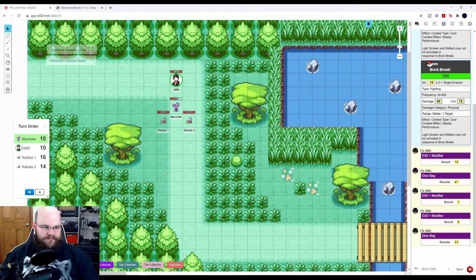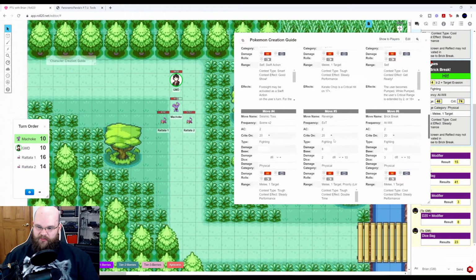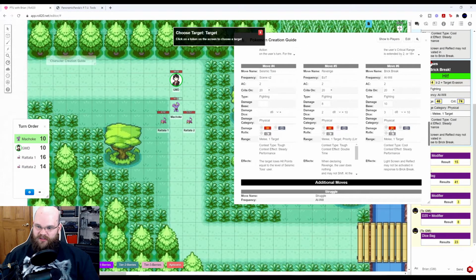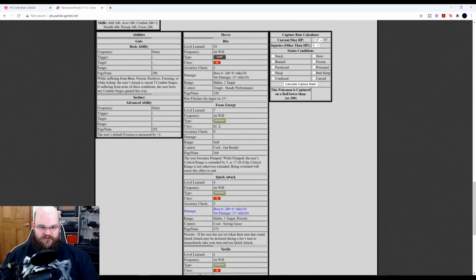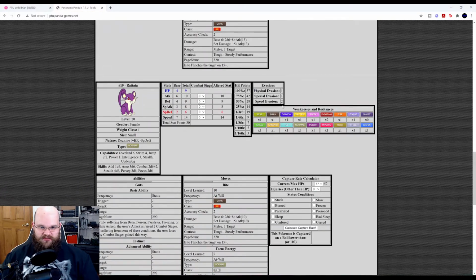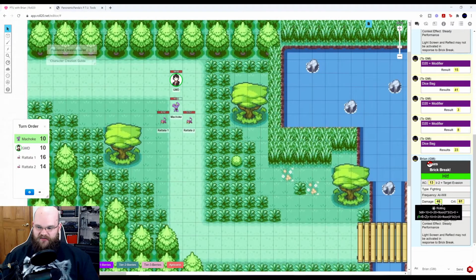Now Machoke's turn. He is going to use Brick Break. Let us hit Rattata 2, it's got more hit points. So we see that Brick Break hits because you need at least a 2. Rattata 2's speed evasion is a 2, so we needed at least a 4. We got a 13, so we hit. We did 46 physical fighting damage.